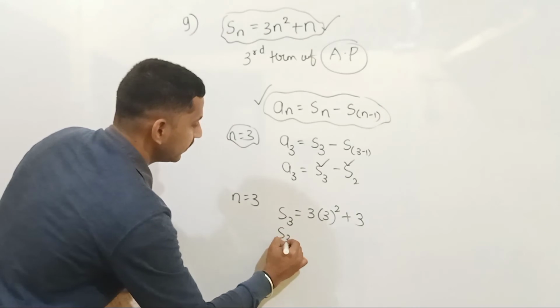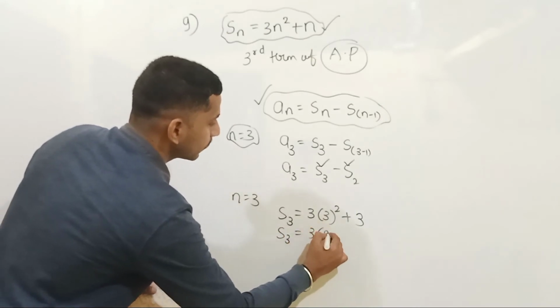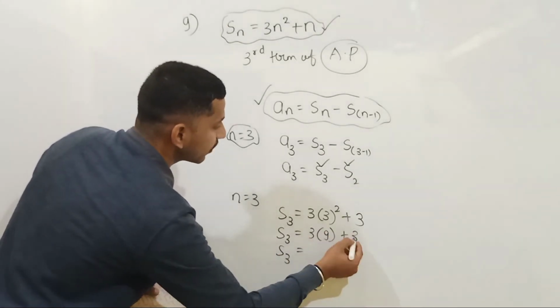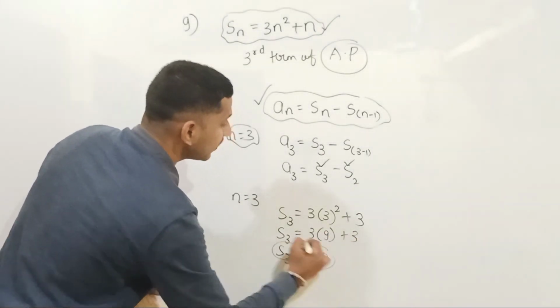Okay, s3 is equal to 3 into 3 squared plus 3. 3 squared is 9, 3 nines are 27. 27 plus 3 is 30. s3 is 30.